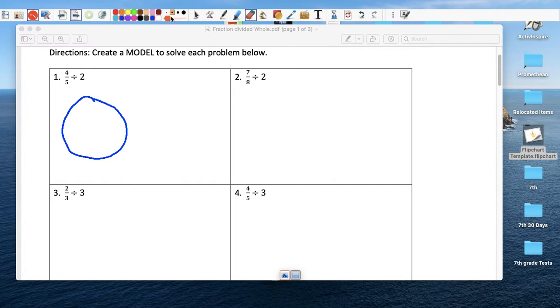So if I have 4/5 of a pizza, and I want to divide it with my two friends, how much will I get? So let's shade what I have. What I have is this. I have 1/5, 2/5, 3/5, 4/5. That's how much I have.